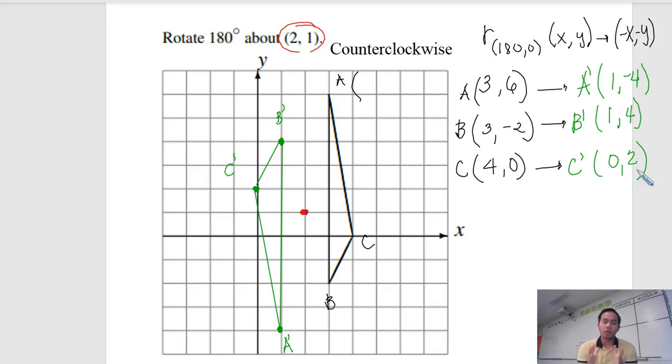You see, guys, even if the center of rotation is not at (0, 0), we can still use our rules. So that is how we use the rules when the center of rotation is at (0, 0), and also we can apply that rule when the center of rotation is a given point, not (0, 0).